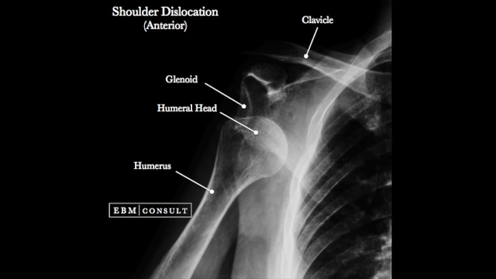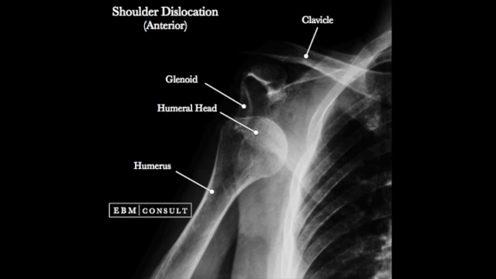Physical examination: arm held in abduction and external rotation, the elbow pointing out. The humeral head is often palpable inferiorly with loss of deltoid contour, or a squared off shoulder.